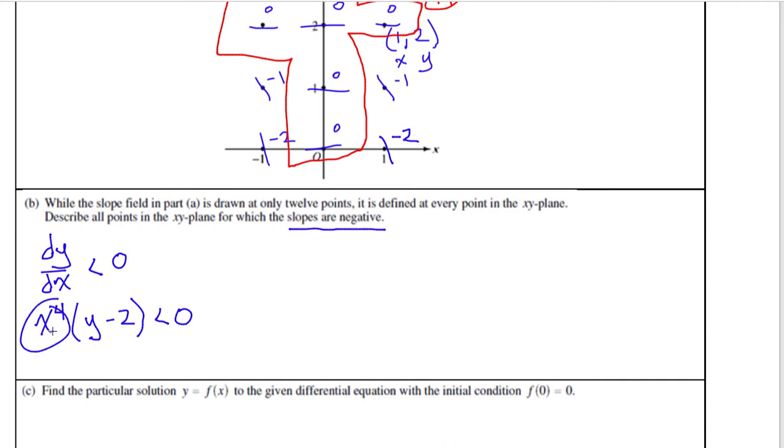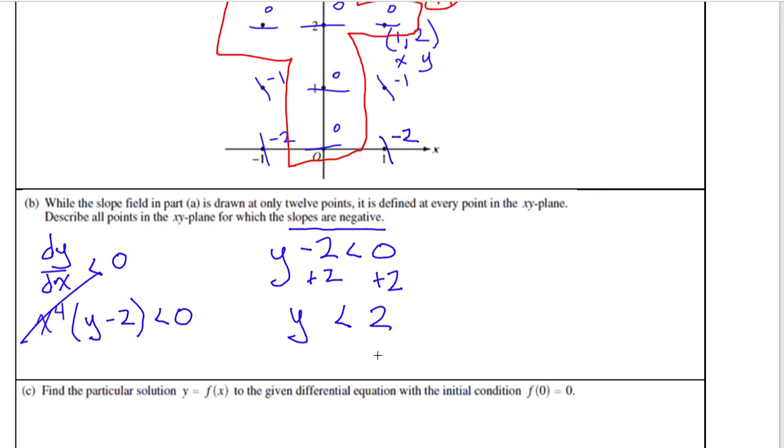Well, x to the power of 4 is always going to be positive. It's impossible to make that negative. So I just kind of ignore it. Now I just say, okay, well, that means the only thing that can be negative is y minus 2. Well, now I have the inequality. Y minus 2 is less than 0. How do I do that? Add 2 to both sides, plus 2, and I get y has to be less than 2.